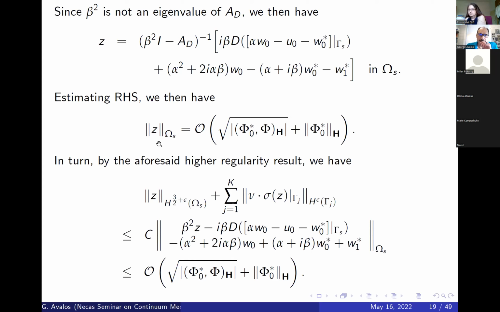And now, post-processing, we can obtain this estimate in the higher norm by putting this on the right-hand side and estimating. And so we have Z on the boundary in the higher norm, which is nice. But what we really need here are these estimates for the fluxes on each polygonal face. And we'll proceed to use these fluxes.